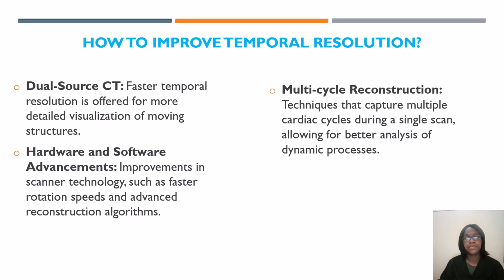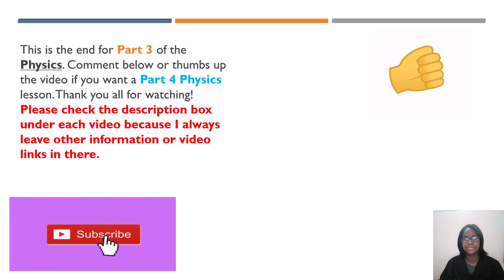So some ways to improve your temporal resolution, we have the dual source CT, which offers faster temporal resolution for more detailed visualization of moving structures. You also have your hardware and software advancements. These are improvements in the scanner technology such as faster rotation speeds and advanced reconstruction algorithms. You also have multi-cycle reconstruction. These are techniques that capture multiple cardiac cycles during a single scan, allowing for better analysis of dynamic processes.